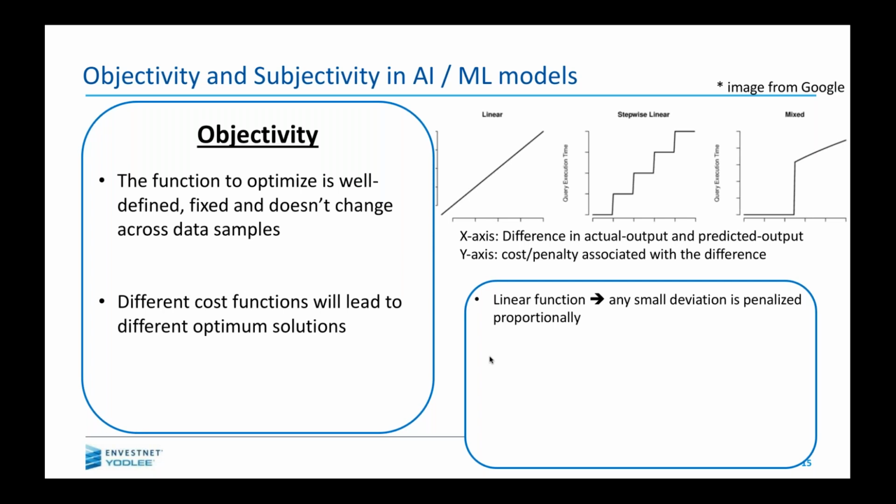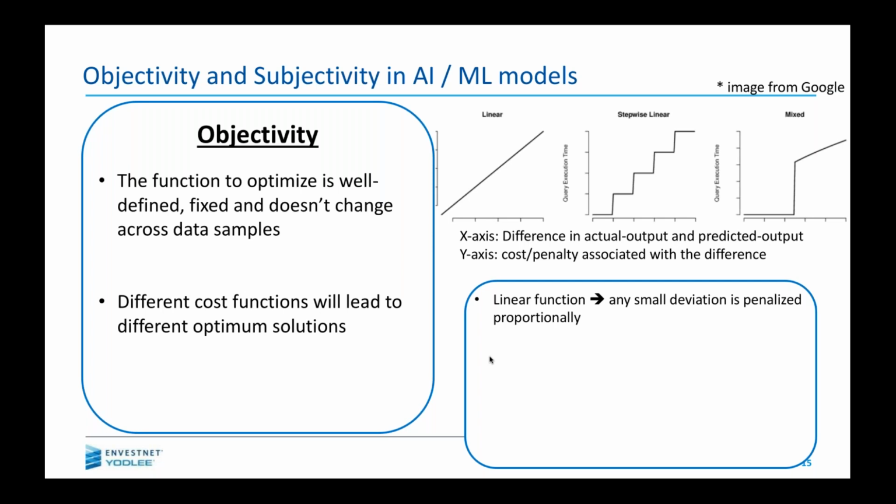The first one is a linear, which says, okay, by the way, on the x-axis you have the deviation from the ground truth in your prediction, and on the y-axis you have the cost that you're going to pay. The linear function basically says the more you are away from your ground truth, the more I'm going to penalize you, or the more time I'm going to spend trying to figure out the right answer and so on. So that's one cost function.